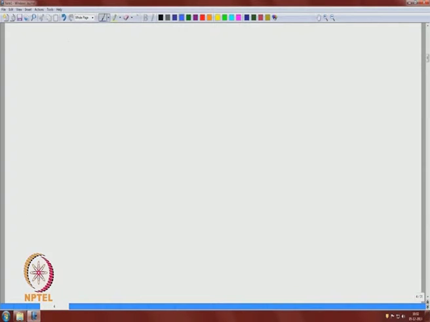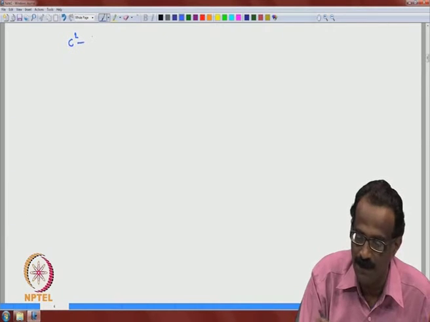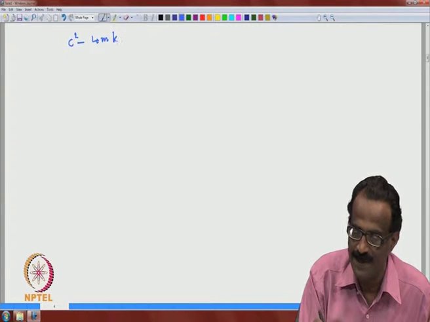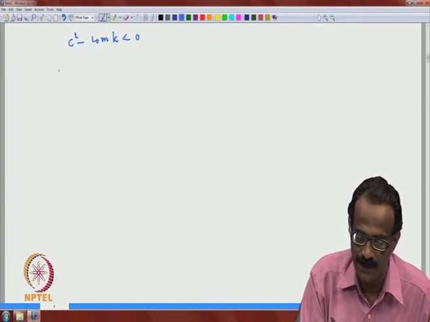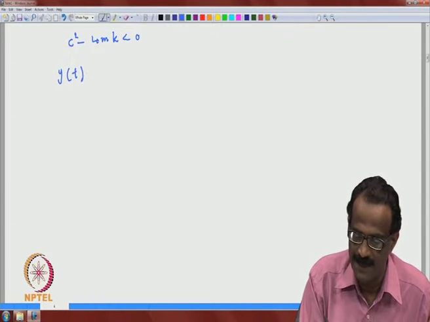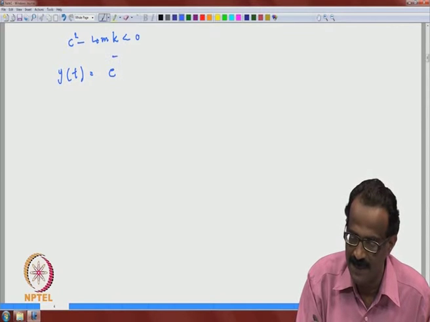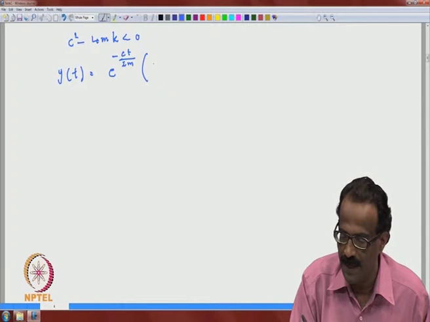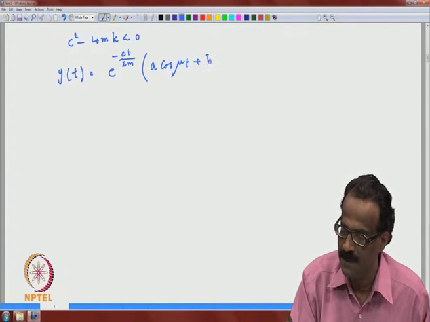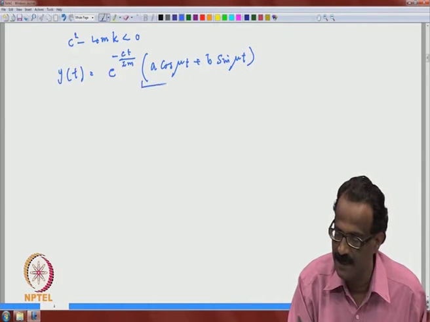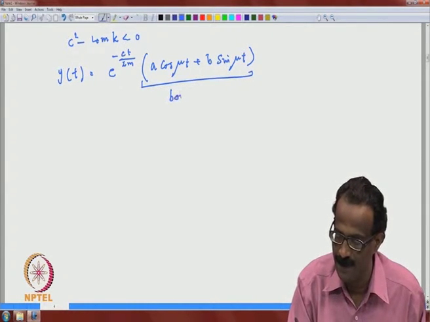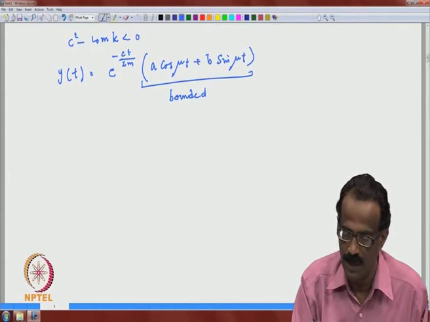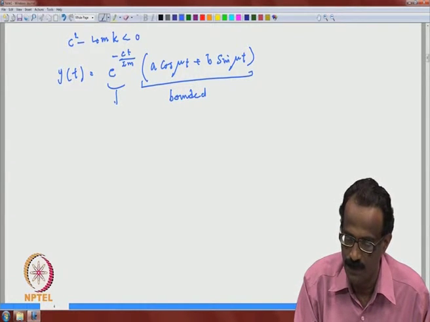So, case c square minus 4 m k is negative. In this case your solution y t is equal to e power minus c t by 2 m into a cos mu t plus b sin mu t. What I said is that this is a bounded quantity, bounded, and this term goes to 0.